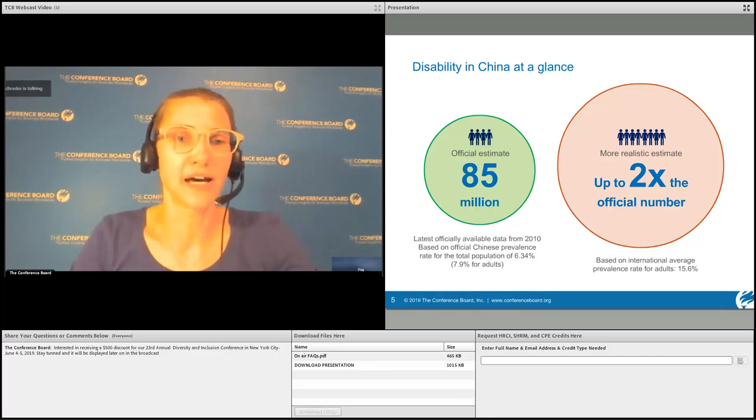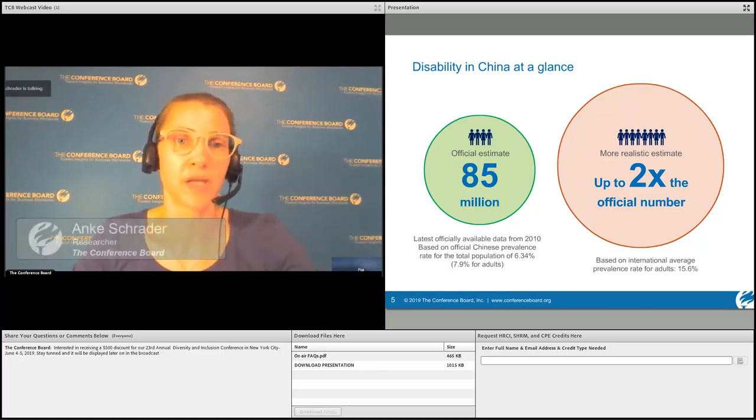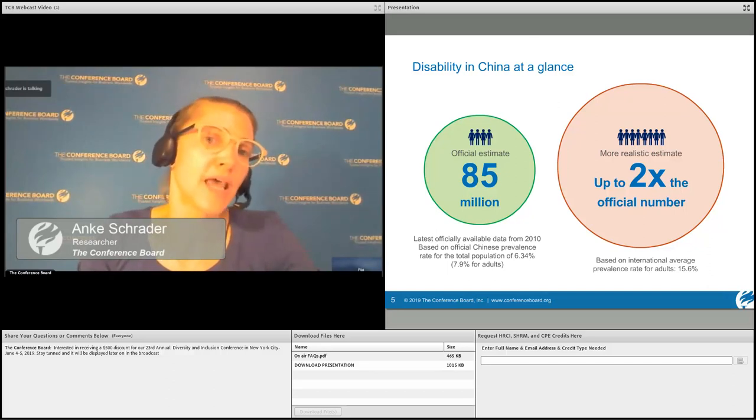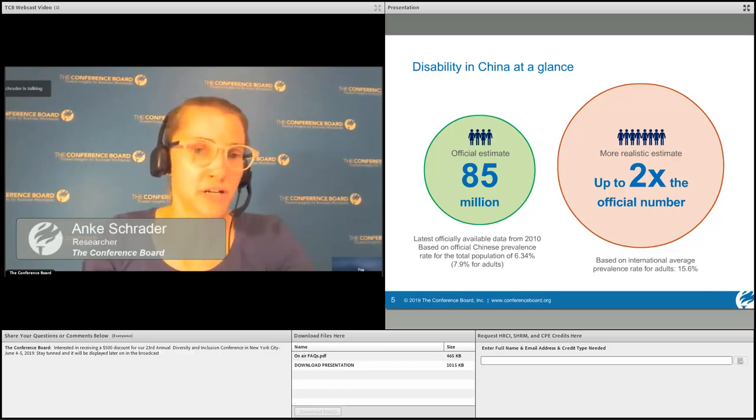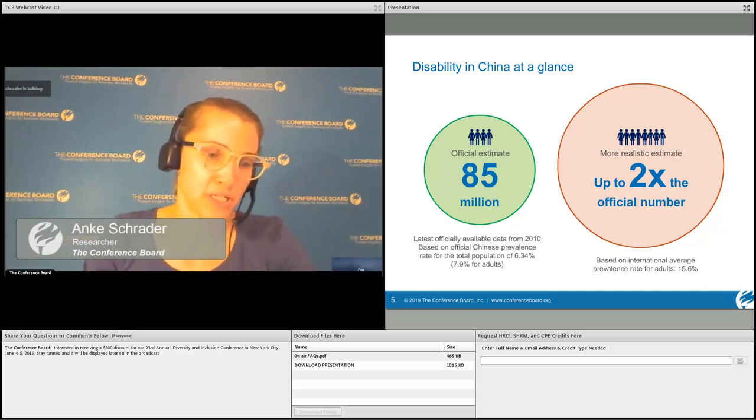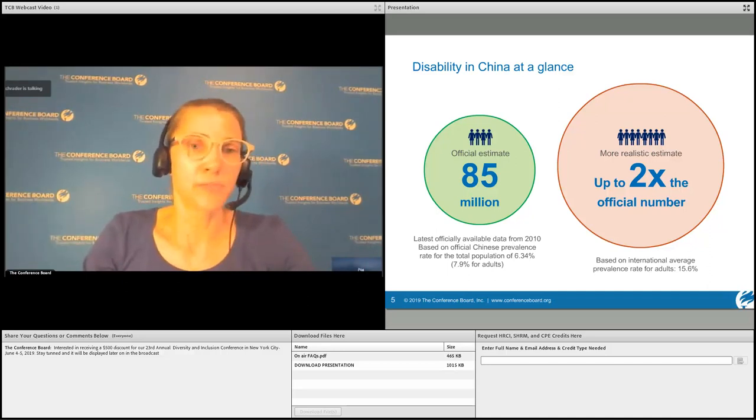So simply because of the size of China, obviously we have a very, very large number of people with disabilities. If we look at just officially available data that comes from national level surveys, we have at least 85 million people with a disability living in China. But because of the very narrow definition of disability in China, which is very much rooted in the medical model, we actually believe that this is a gross underestimation of the actual population of people with disabilities.